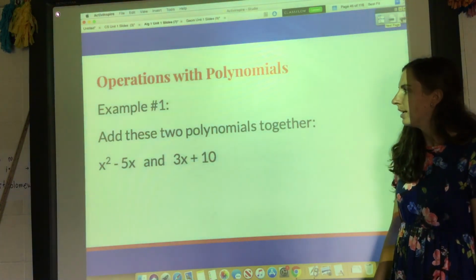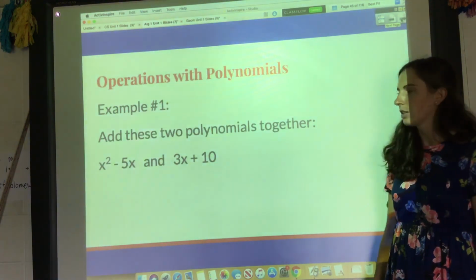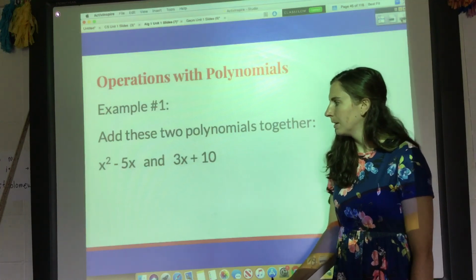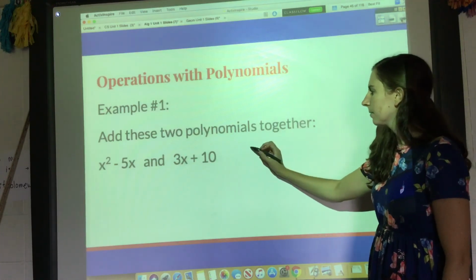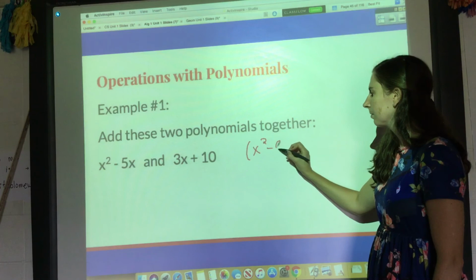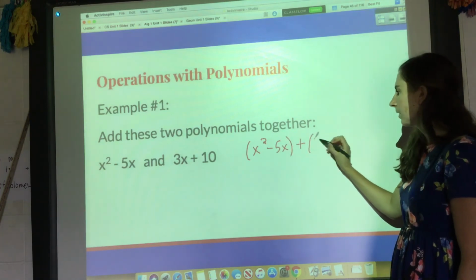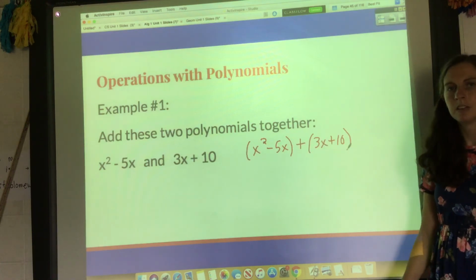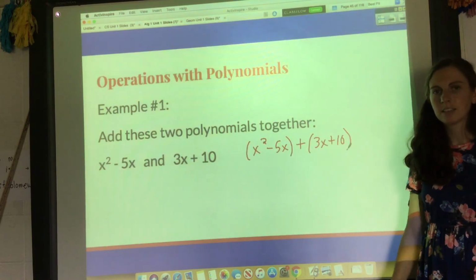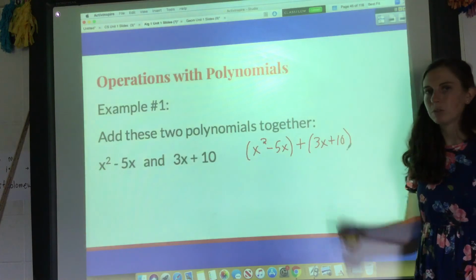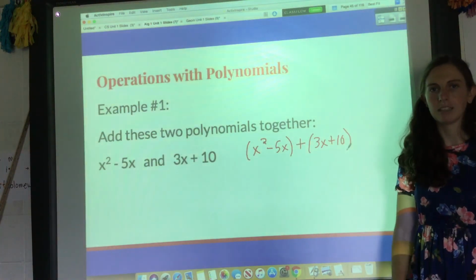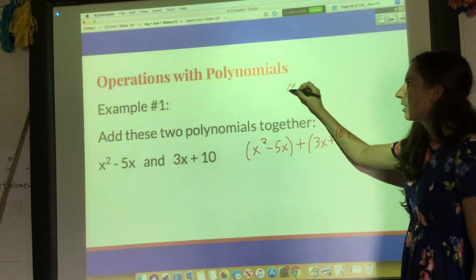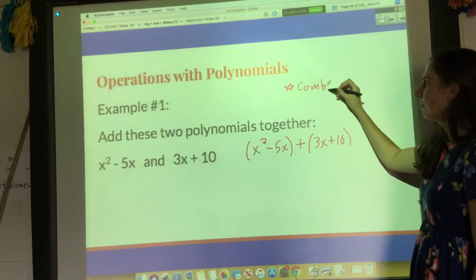So for example, this says to add these two polynomials together. We've got a binomial here, we're going to add them. So often that looks more like this. I'm going to take my two polynomials and add them. Now I don't really need the parentheses. There's nothing in front to distribute, so I could write it without the parentheses. But what I'm going to do anytime you add polynomials is combine like terms. That's it.